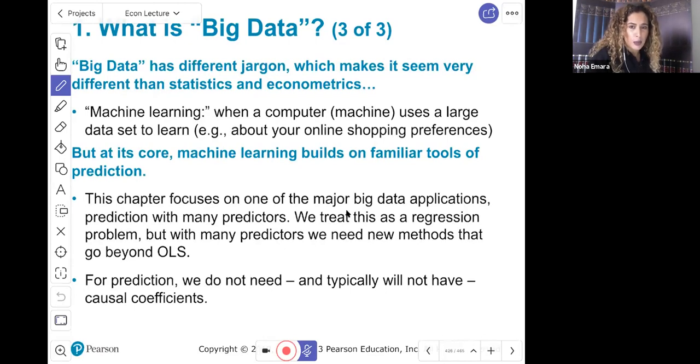In econometrics, we usually call it machine learning, but big data is just another terminology; they both mean the same thing. So in this topic, or in this chapter, we will focus on this big data collection and how I can use it in order to predict the variations in Y, or the variations in my dependent variable.